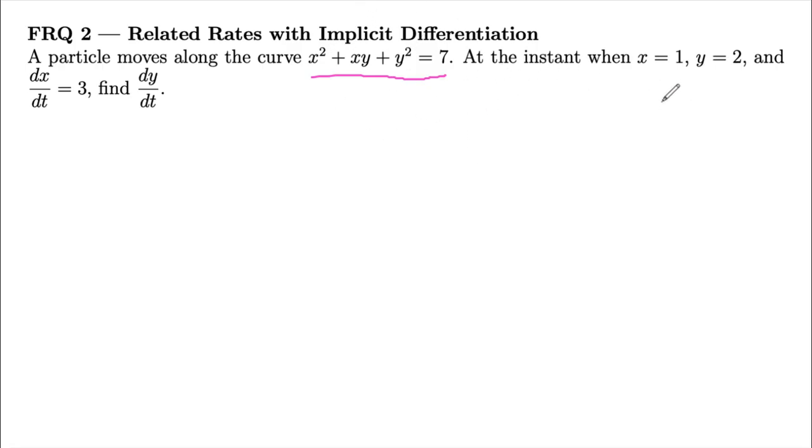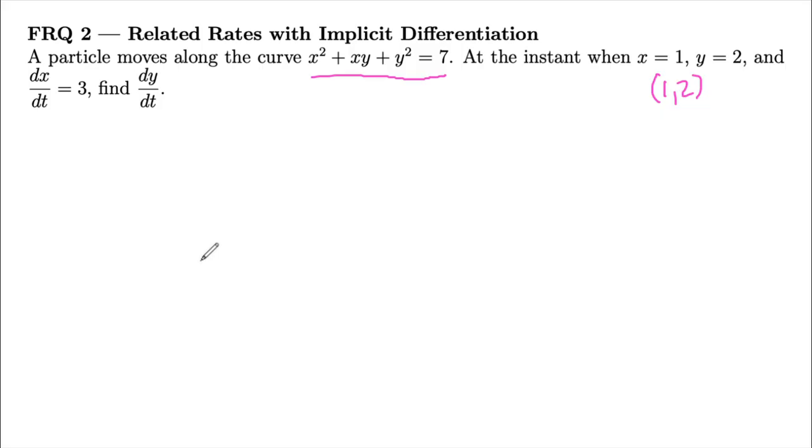It says at the instant when x equals 1 and y equals 2, so we have that same point (1, 2), and dx/dt equals 3, find dy/dt. So how do I know this is related rates? Well, the fact that we're differentiating with respect to t is kind of tipping me off here.